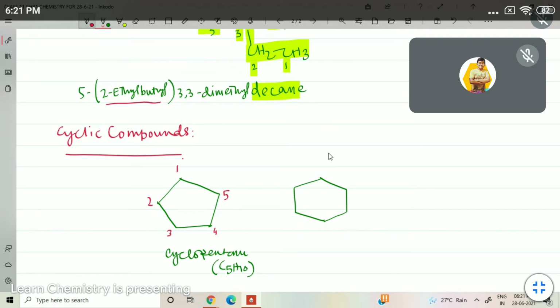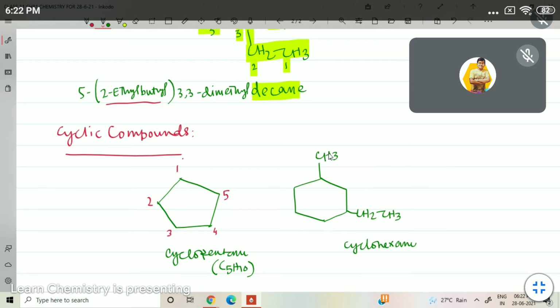Now this is 1, 2, 3, 4, 5, 6. What should be the name? Cyclohexane. Very good, cyclohexane. All right. Now, if I attach two groups with the cyclohexane, for example, with one carbon, I have attached a methyl. With the other one, I have attached an ethyl. So, what should be the name of this substituted cyclohexane?